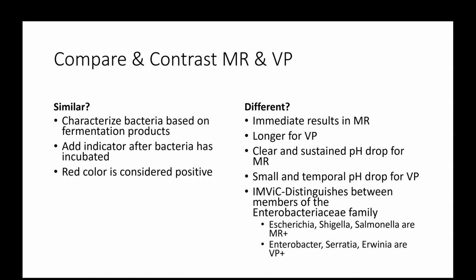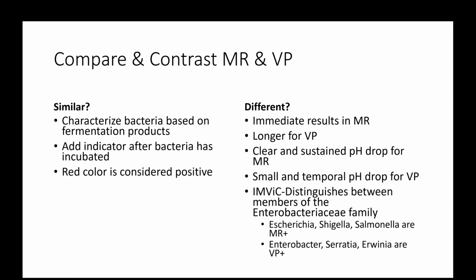So these two tests, of course, have similarities and differences. Of course, the similarities, they use the same broth. They're both characterizing bacteria based on fermentation products. We're adding the indicator after the bacteria is incubated, whereas in the previous phenol red or MacConkey, the indicator is actually part of the broth itself. And not that it's terribly important, but they both have a red color as an indicator of a positive test result. But they also have really important differences.